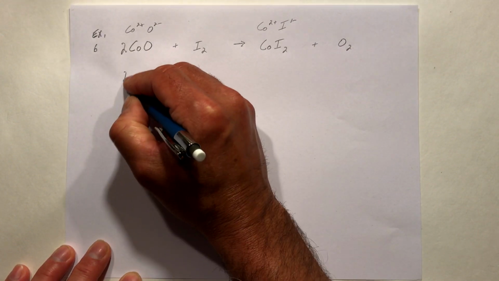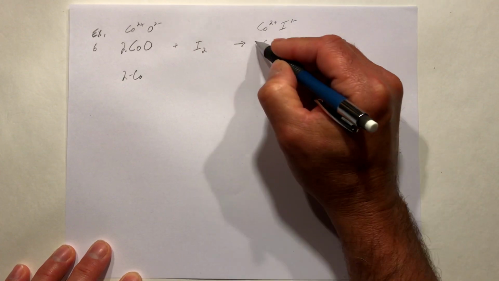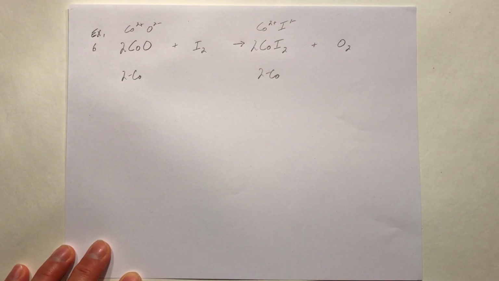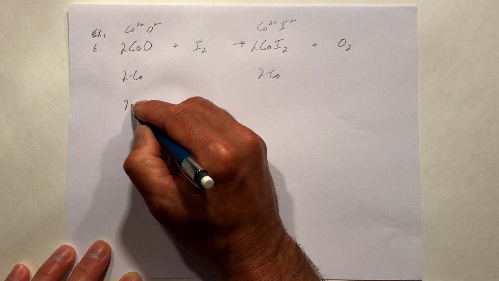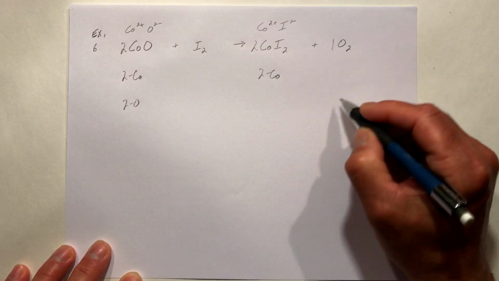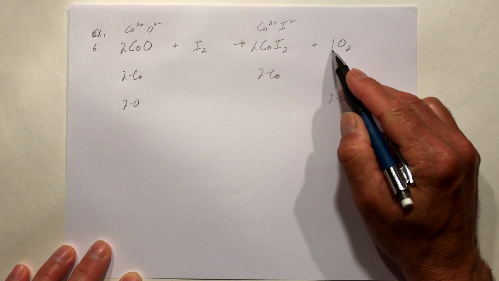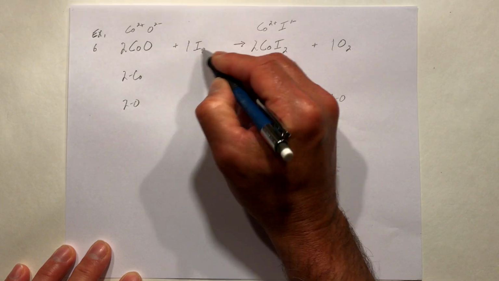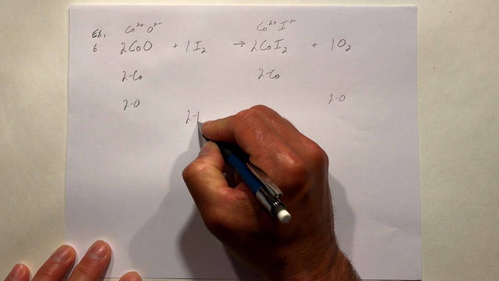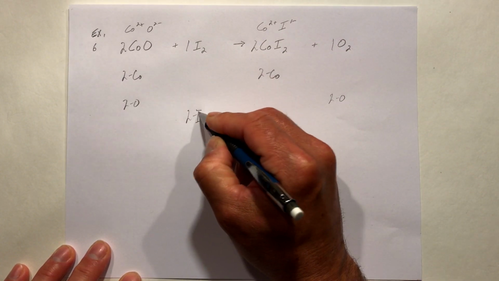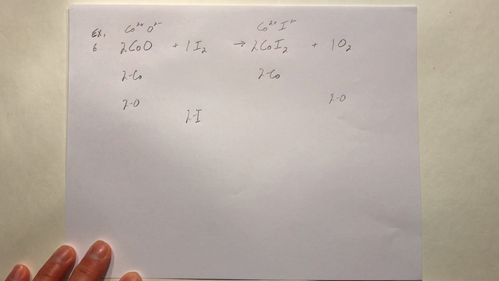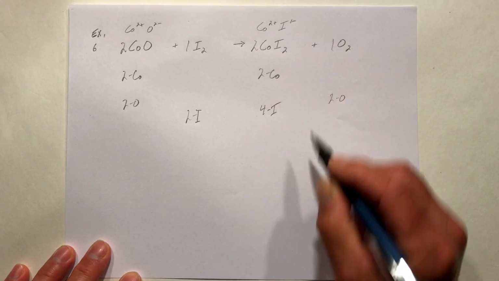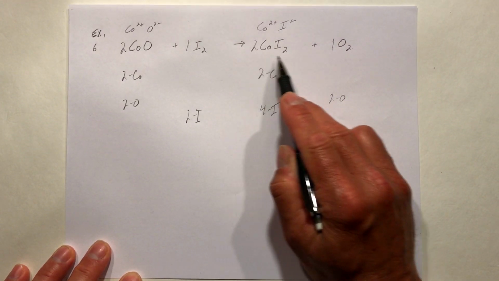So now let's just do some bookkeeping here. We have 2 Cos, and let's put a 2 in front of this, so we have 2 Cos. And then 2 times 1 is 2 O's, and 1 times 2 is 2 O's. Notice writing that 1 coefficient in there. Right now we have 1 times 2, that's 2 I's. That's iodine, that's a diatomic molecule. And 2 times 2 is 4 I's. So 4 I atoms when we have 2 times 2.